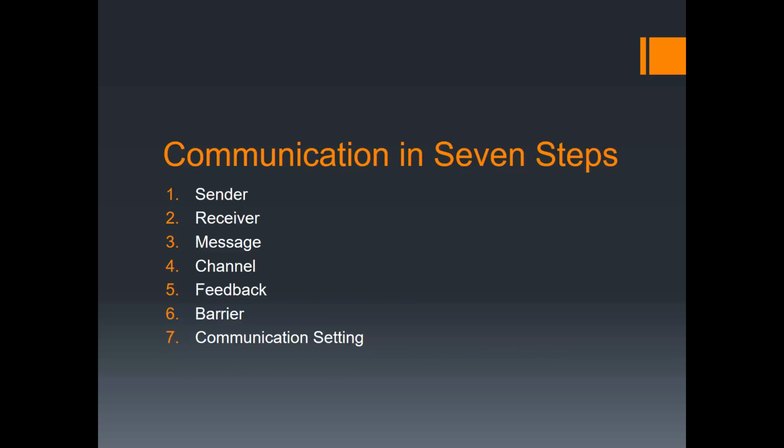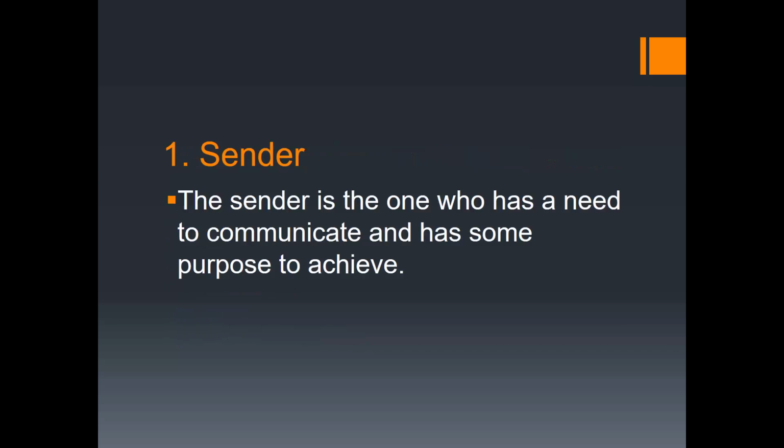Communication happens in 7 steps, so there are 7 stages here. We have the sender, the receiver, the message, the channel, the feedback, barriers, and then the communication setting. So let's take a look at each of these 7 steps in a little bit more detail.